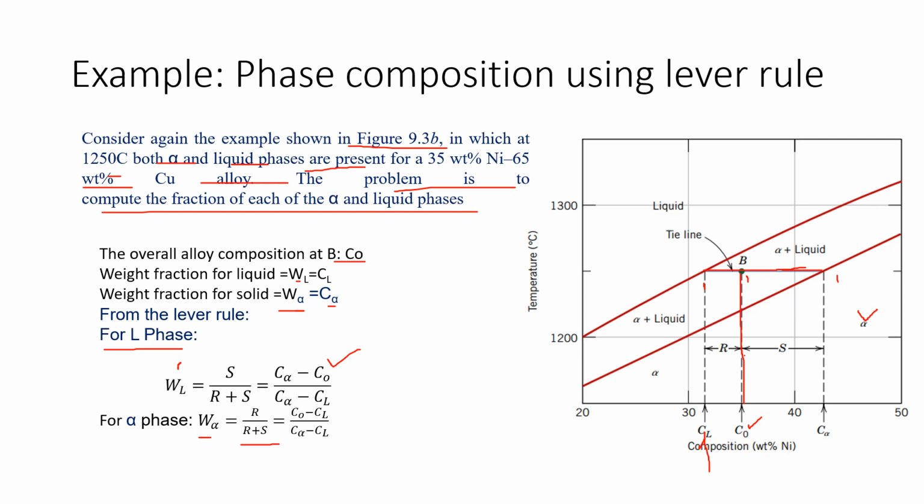If you are facing difficulty using this formula, Co minus Cl, then you can use another formula of the lever rule, which was explained in the previous slide, for the points OMP. So you just put the values of Co, C alpha and Cl. You will come to know the weight of the liquid and the weight of the solid at point B in percentage.